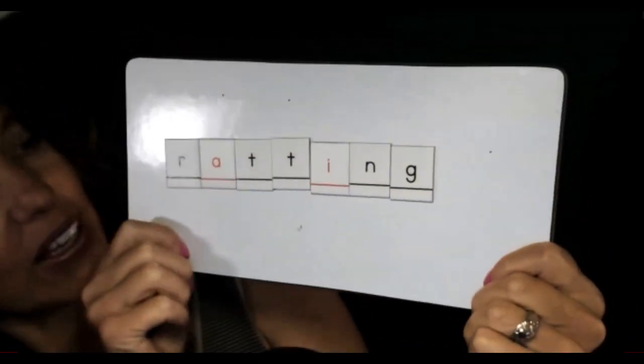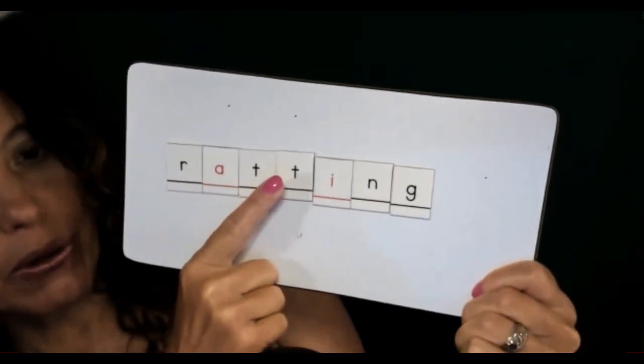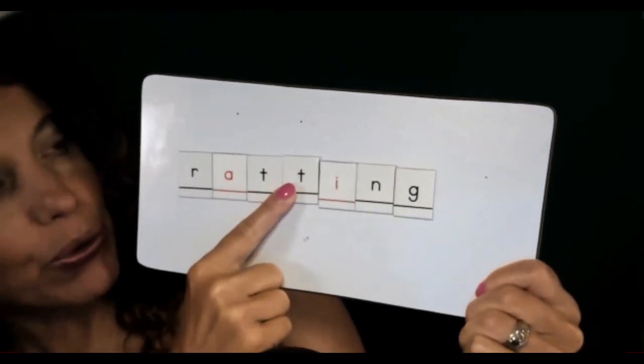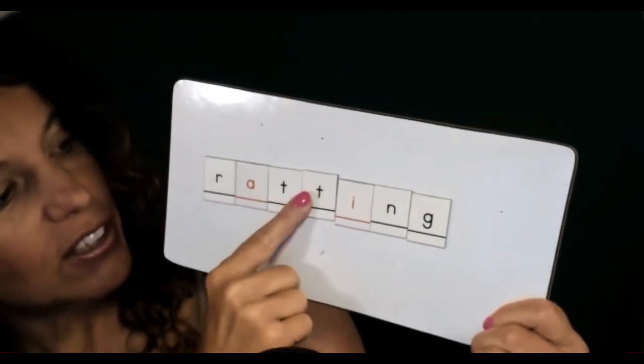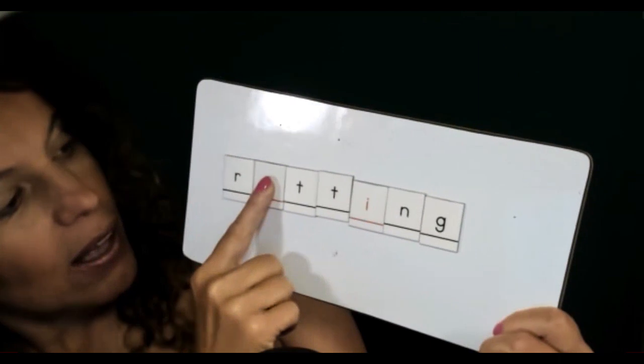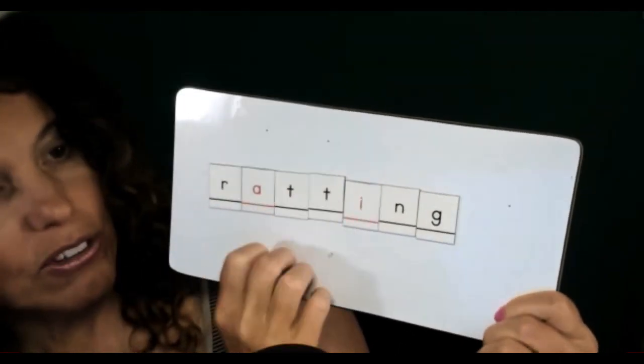Well, we know the base in this one must be rat because in the closed syllable, that's where the 1-1-1 rule comes in and we double the T. So we're trying to create a situation where there's 2 consonants separating the vowel in the closed syllable from the vowel that starts the suffix.